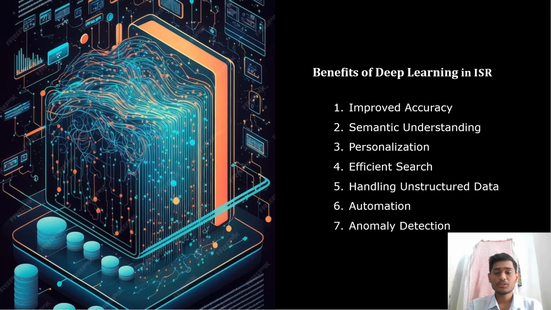The seventh one is anomaly detection. Deep learning can be used to identify unusual patterns or anomalies in data, which is useful for storage and fraud detection in modern technologies and retrieval systems.